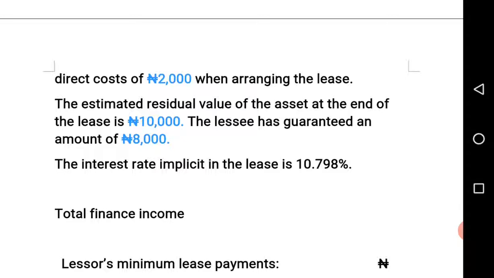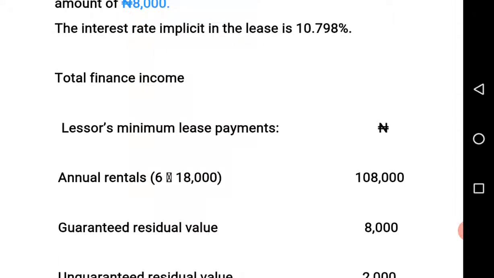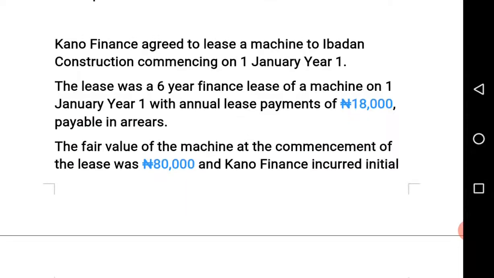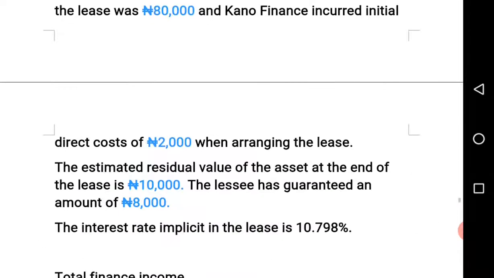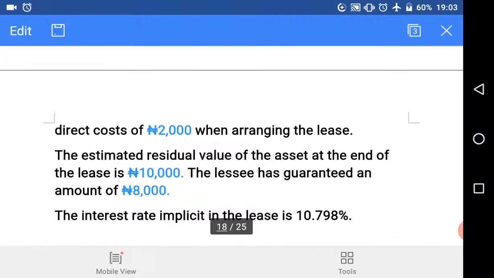The lease has a guaranteed amount of 8,000. The interest rate implicit in the lease is 10.798%. So we have to calculate the total finance income. From the format, we got annual rentals 6 times, that's 6 years times 18,000 yearly here. Then we add the guaranteed residual value, which was given as 8,000.